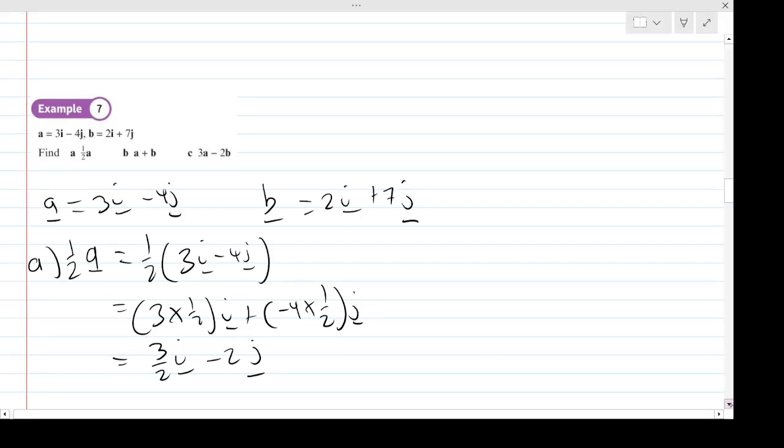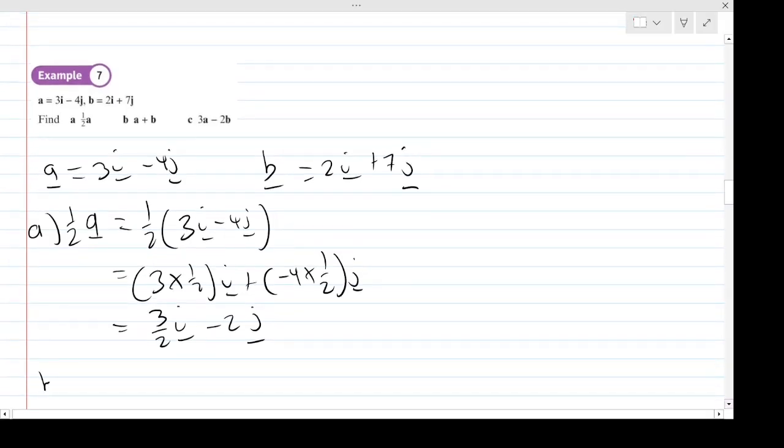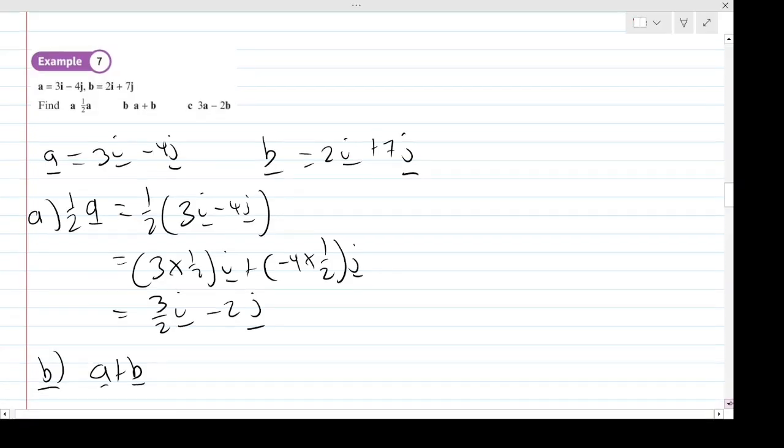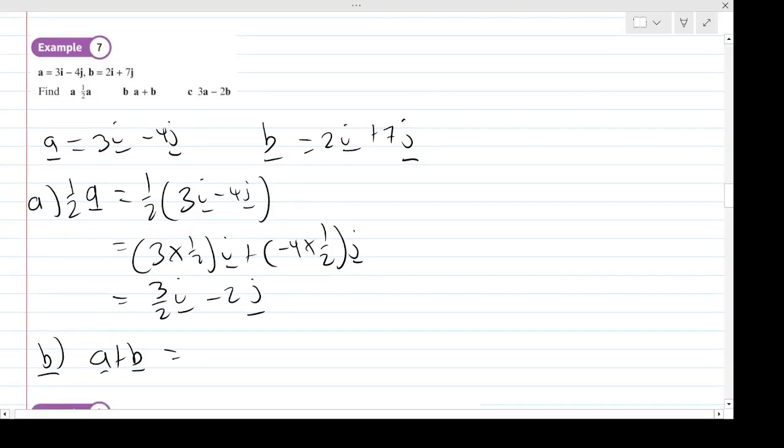Okay, part B. We need to find the vector A add B. It's a bit confusing. The question number is the same as the vector name. But hopefully you get what I'm saying. Okay, so the vector A add the vector B. So again, that's the vector 3i minus 4j. That's the vector A. And then the vector B is add 2i plus 7j.